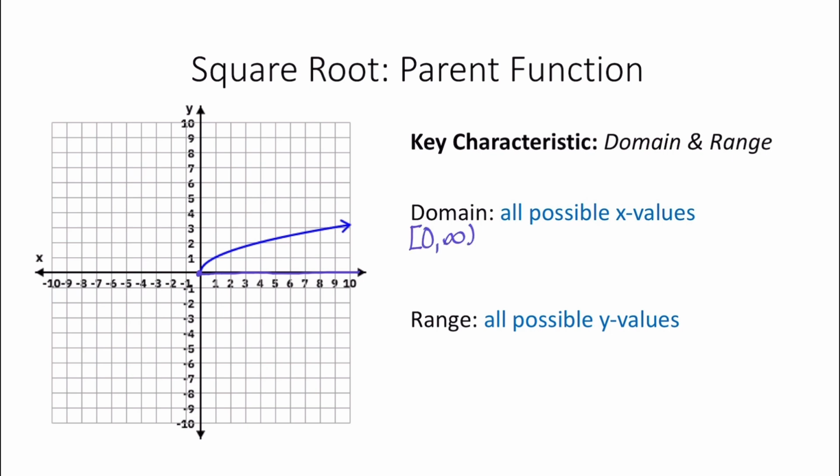We can write it as an inequality by saying 0 is less than or equal to x, which is less than infinity. The range starts off also at 0 and then includes all y values going in the positive direction. So we would say the range goes from 0 to infinity, which we can write as the inequality, 0 less than or equal to y, because we're talking about range, which is less than infinity.